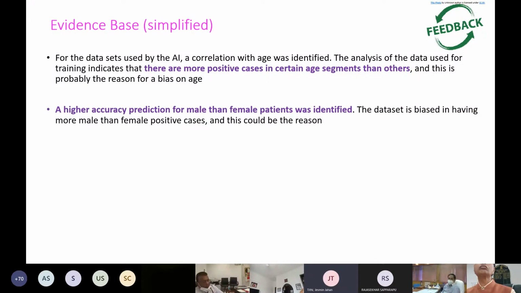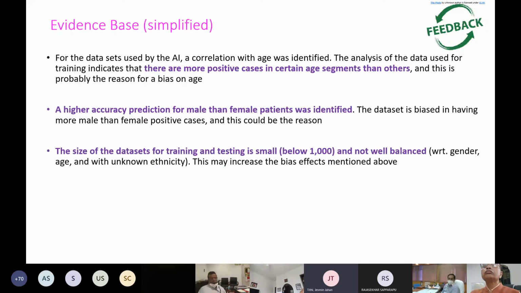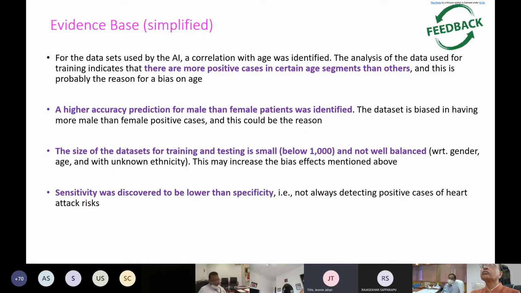We also saw that there is a higher accuracy prediction value for male than female patients, because the dataset is also biased in having more male cases than female positive cases, and that could be the reason. The size of the dataset for training and testing is also small. It was below 1,000, and it was not well balanced with respect to gender, age, or unknown ethnicity. This may increase the bias effect mentioned above. And finally, the sensitivity was discovered to be lower than the specificity of the AI model, which means it will not always detect positive cases of heart attack risk, which can be detrimental to the patient.